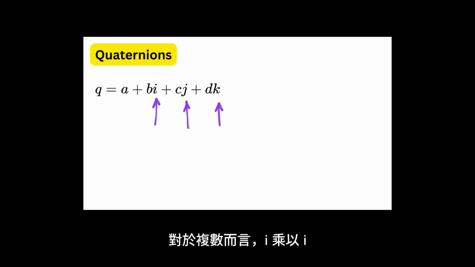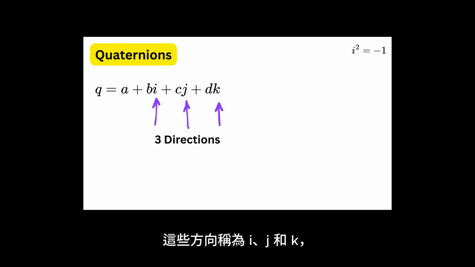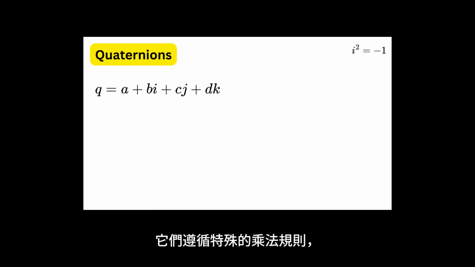For complex numbers, i multiplied by i equals -1. Quaternions extend this idea by introducing 3 imaginary directions instead of 1. These directions are called i, j, and k, somewhat similar to axes in 3 dimensions. They follow special multiplication rules that make quaternion rotations possible.